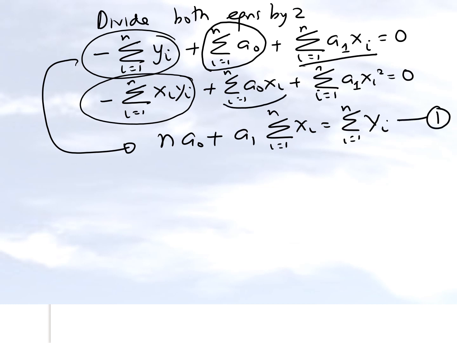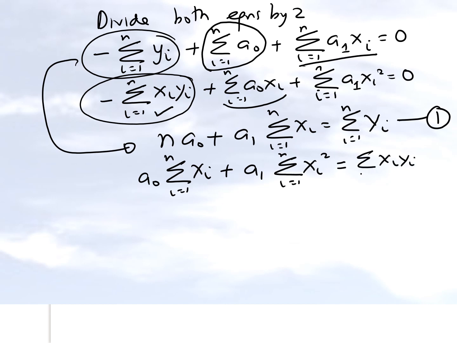I'm going to have this, so I'm going to take a naught outside, and x of I is getting summed here, and then a1 outside, and I'll have x of I squared being summed in the summation. But this quantity here will be moved to the right hand side because that's a known quantity. So now we can clearly see that I have two equations, two unknowns, and I should be able to solve them.